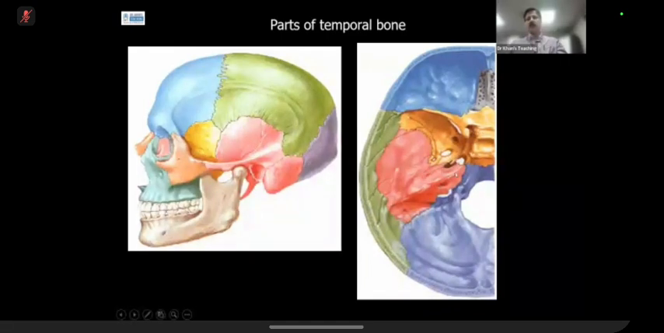Now, on the other hand, another part of temporal bone is this, the petrous part of temporal bone, which is our main area of interest. And this is the densest bone in the human body, remember. So coming back, I was telling you that there are 5 parts of temporal bone. Squamous part, mastoid part, tympanic part, styloid, and the petrous part. So out of these parts, we are most interested today in the petrous part of the temporal bone.